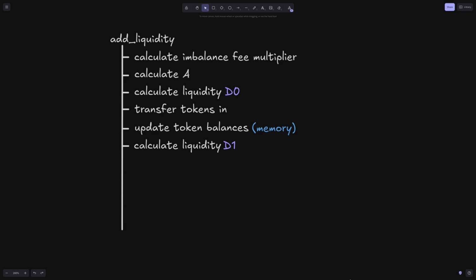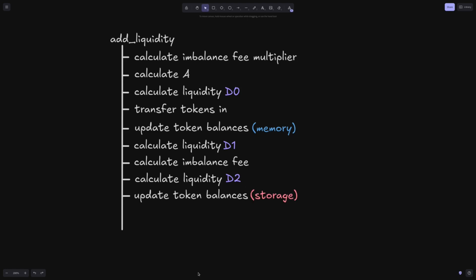And then, like I said before, it will calculate liquidity again. Inside the code, this is named D1. So here, D0 will be the liquidity before adding tokens, and D1 will be the liquidity after adding tokens. Once we have D0 and D1, next it calculates the imbalance fee. The updated token balances will be subtracted with the imbalance fees, and then next it will calculate the liquidity again, D2. This is called D2 in the code, and it will represent the liquidity after adding tokens and then subtracting imbalance fees. Next, it will update the token balances, and this time it is updating the state variables.